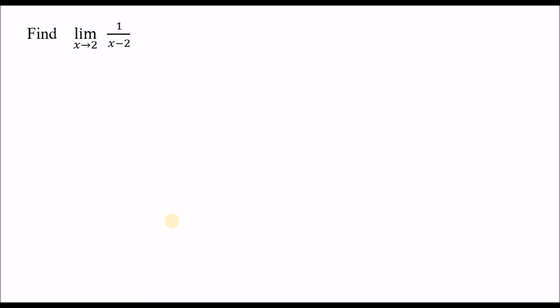Now it's your turn. Find the limit as x approaches 2 of 1 over x minus 2. If you concluded that the limit does not exist, then you were right.